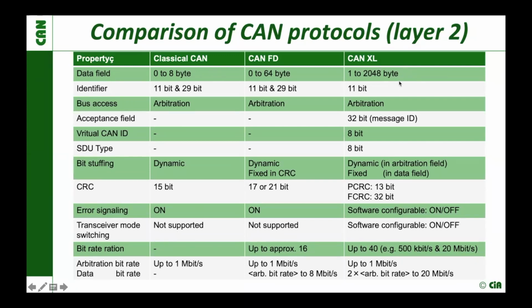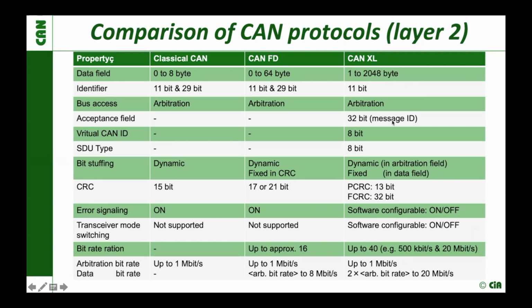So for the data field, the data length, you can see for CAN XL it is much larger than the last 2 generations. CAN XL now has 2048 bytes. And very important is that the data length can be changed in 1 byte steps. That is not possible for CAN FD. And then the identifier field.